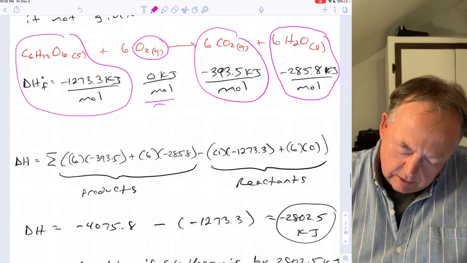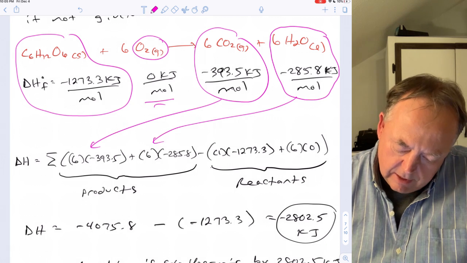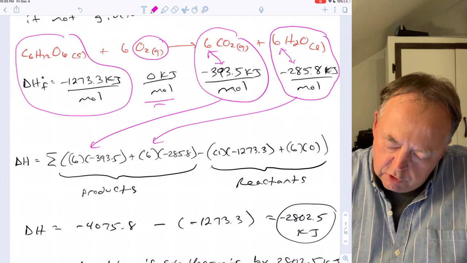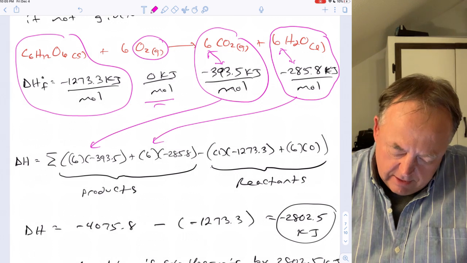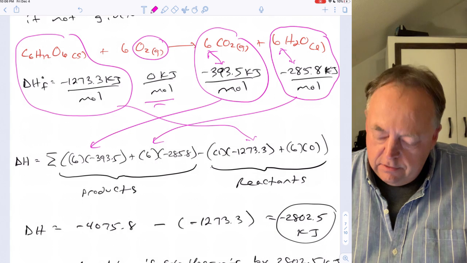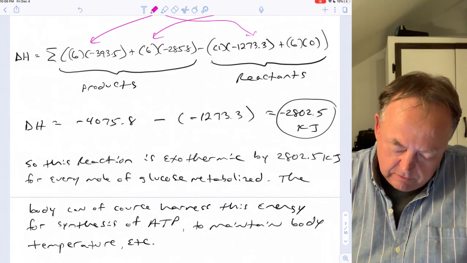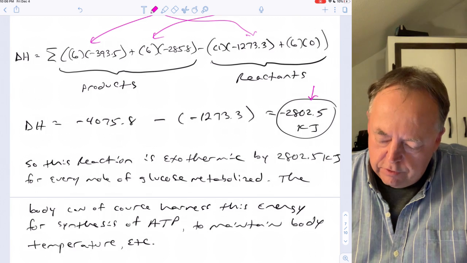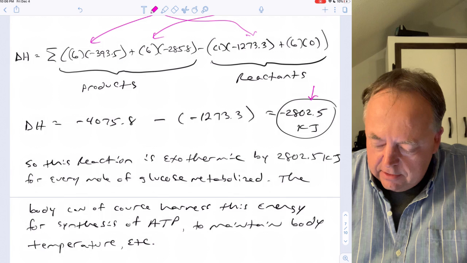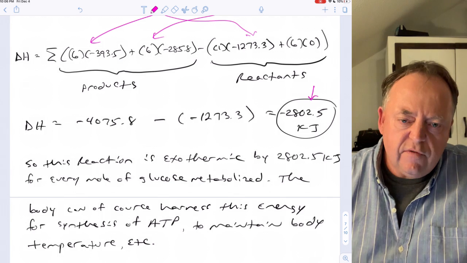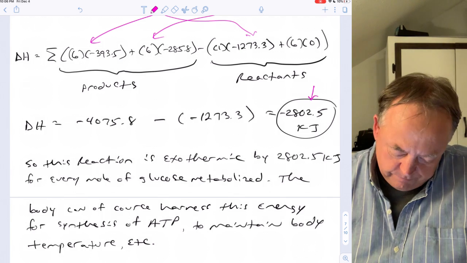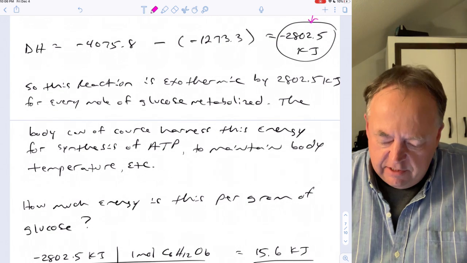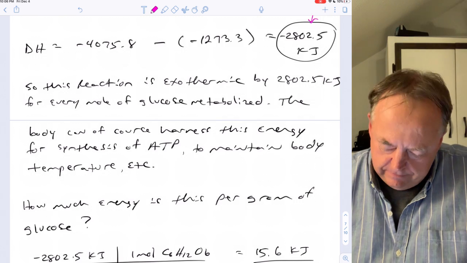So then again, we take the products and multiply the 6 times the 393 and the 6 times the 285.8, add those together, and then subtract off the reactants. If you do that, you get negative 2,802.5 kilojoules. So this reaction would be exothermic by 2,802.5 kilojoules for every 1 mole of glucose. Of course the body can then harness that energy for the synthesis of ATP or to maintain body temperature.